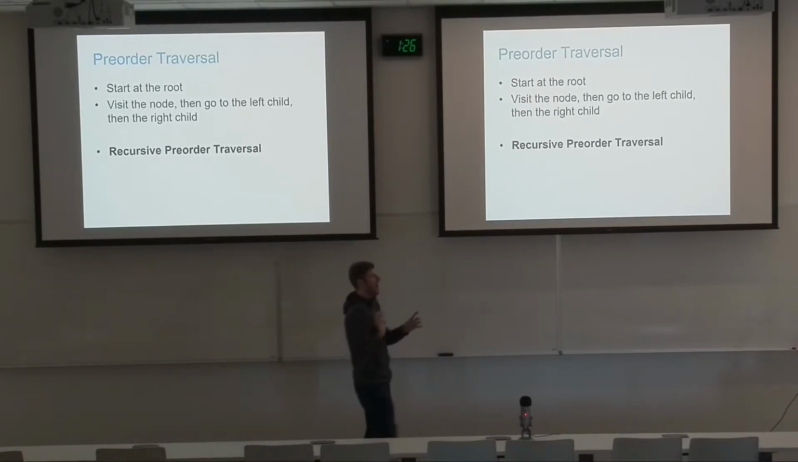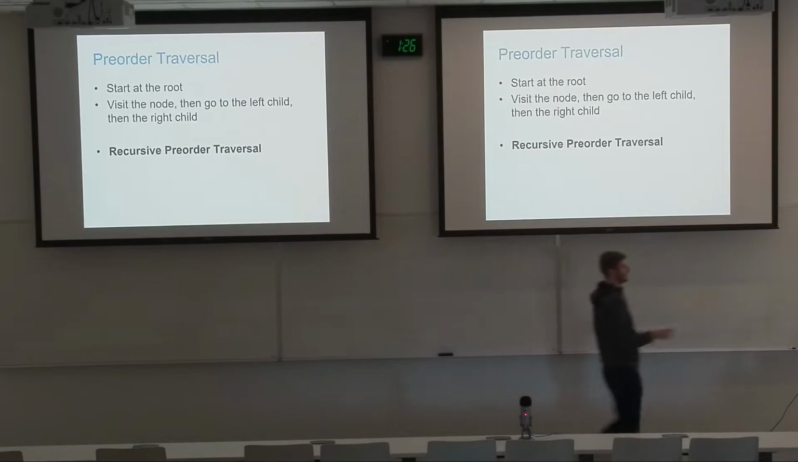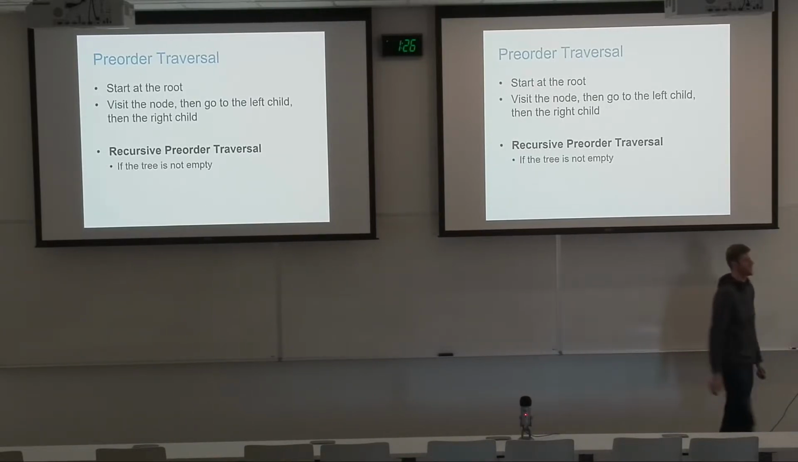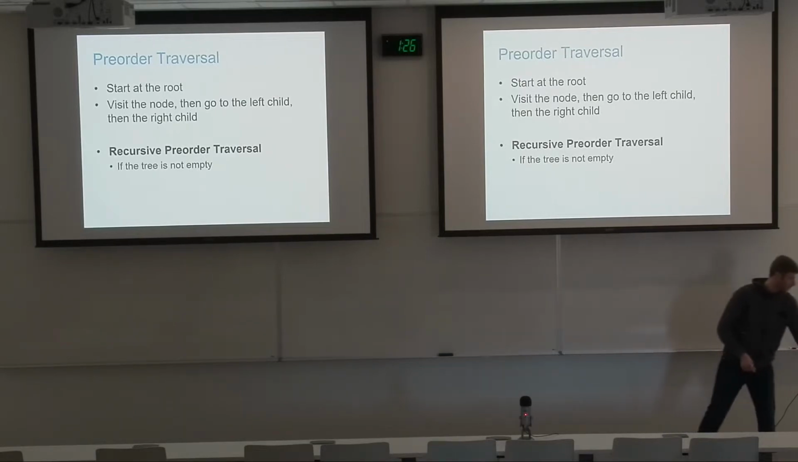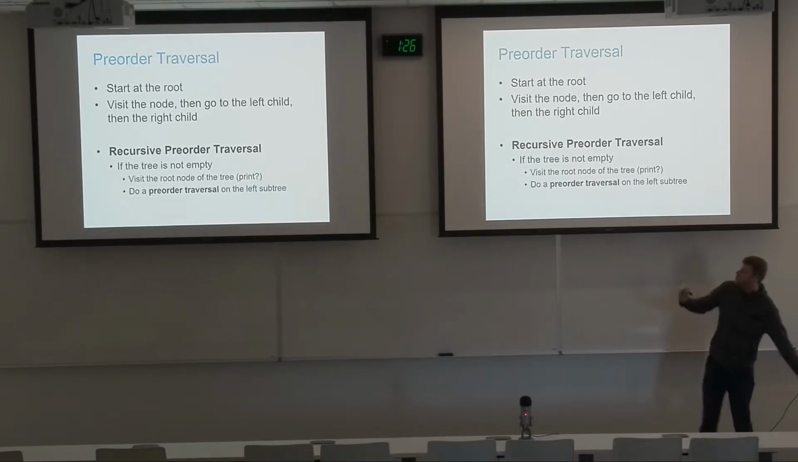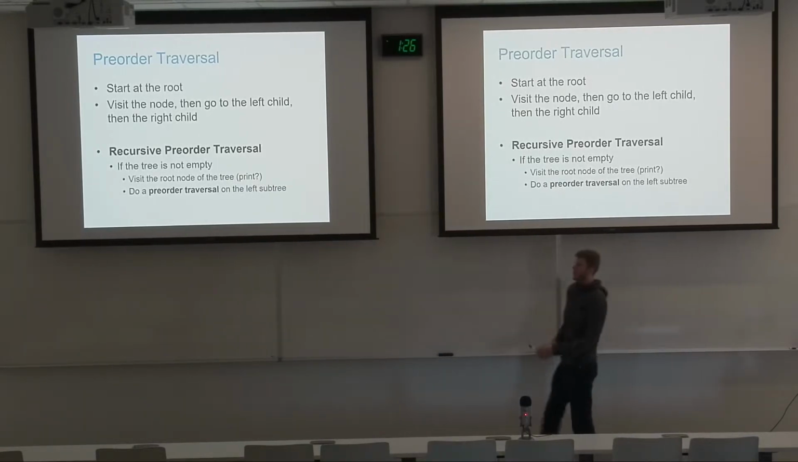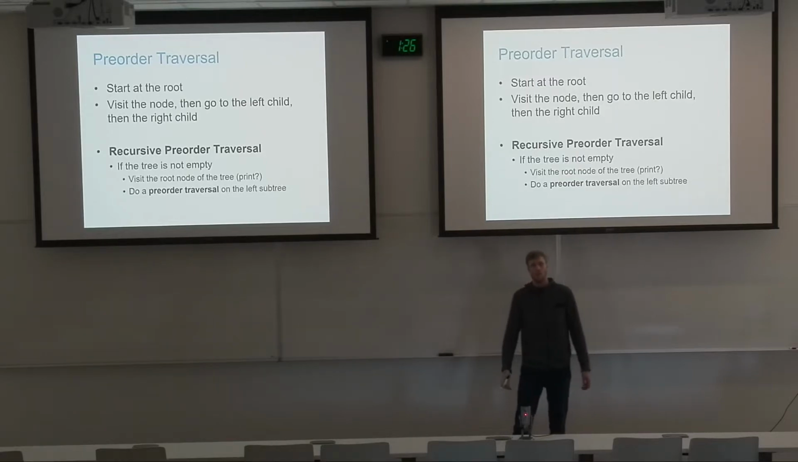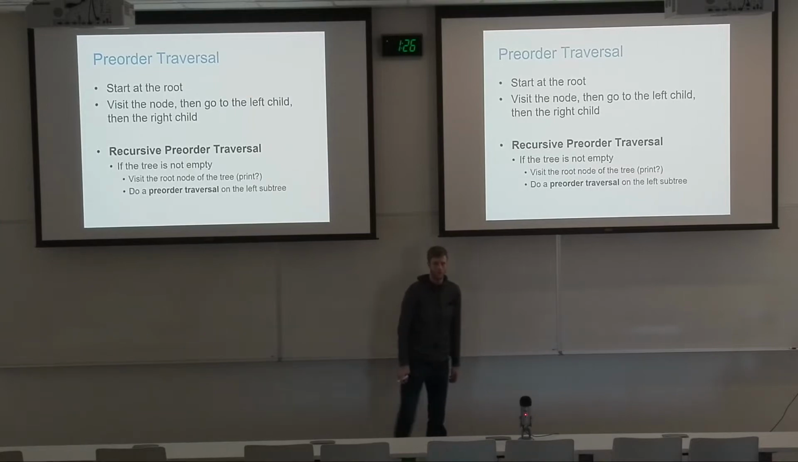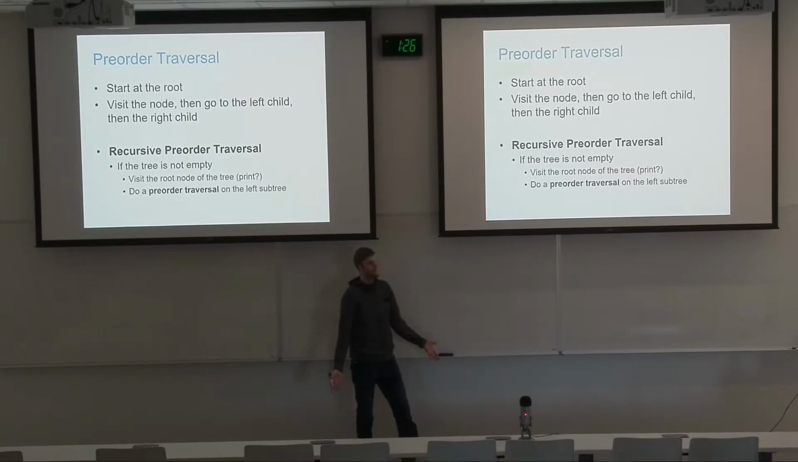Then, I'm going to do this. If the tree is not empty, visit the root node. I just said that. Print, in our case. Then we're going to do a pre-order traversal on the left subtree. And then once that's done, I'm going to do a pre-order traversal on the right subtree. That's it. This is it.